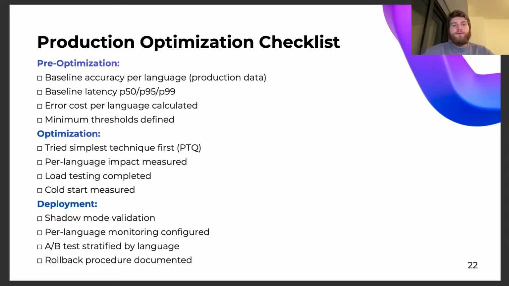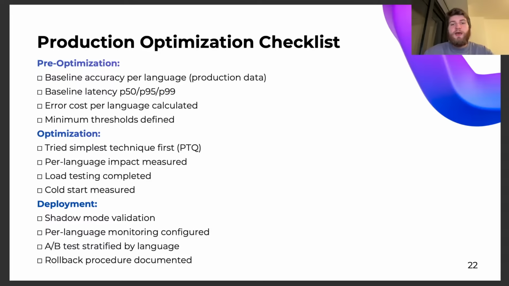Let's quickly go through the production optimization checklist. Pre-optimization, have you established baseline accuracy per language on production data? Have you measured baseline latency at P50, P95, P99? Have you calculated your error cost per language? Have you defined minimum acceptable accuracy thresholds per language?